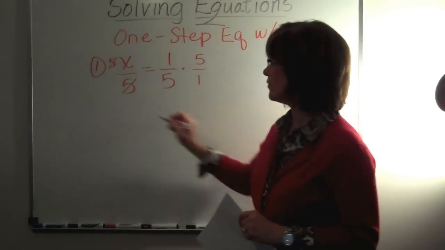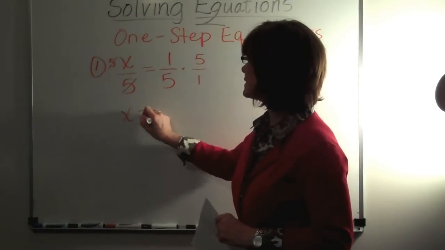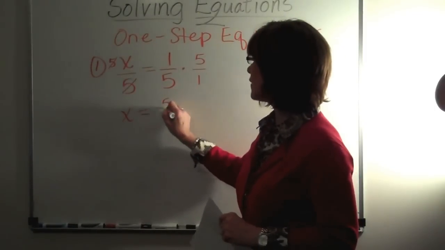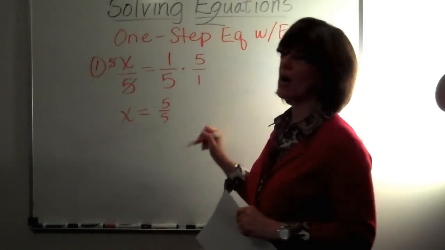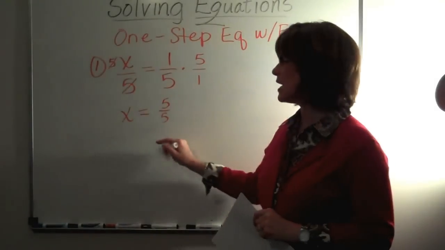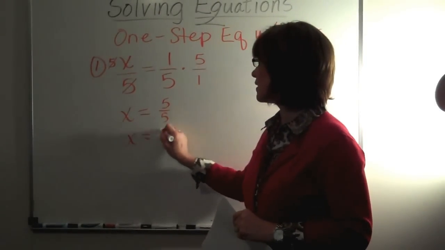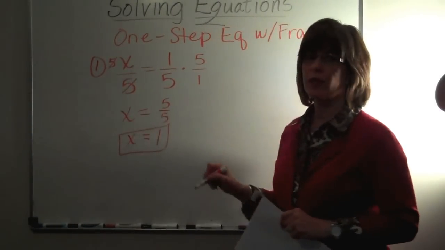You don't have to write the 5 over 1. And I get x equals 1 times 5 is 5, 1 times 5 is 5. You cannot leave it like this. It's not reduced. So x equals 1.